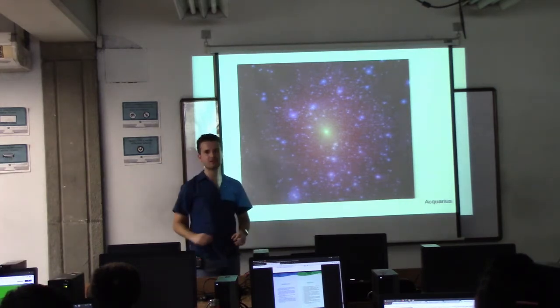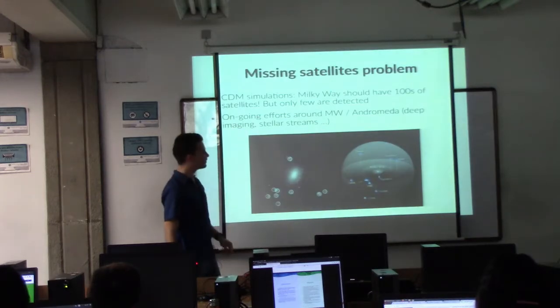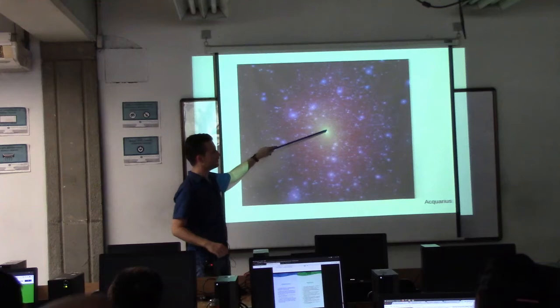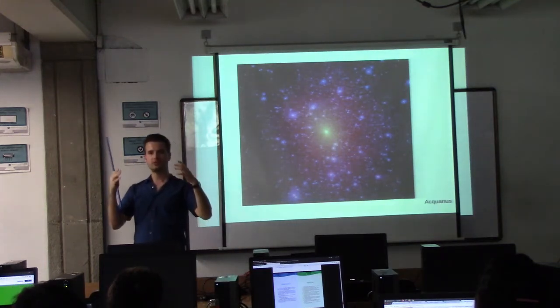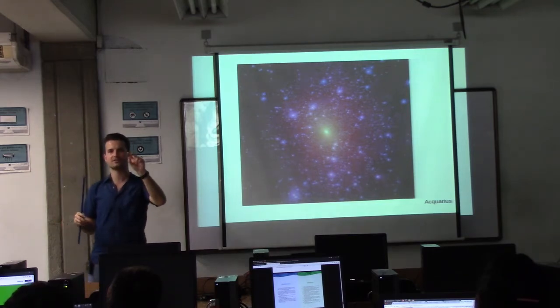If you do this for the Milky Way, which is actually what the Aquarius team did, you see that the Milky Way should have tens of thousands of these, and hundreds of them will be massive enough to contain enough gas and stars to form small satellite galaxies.